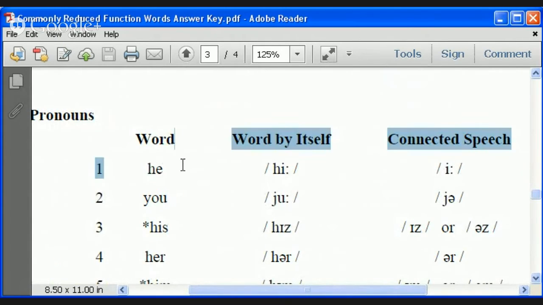Okay, lots of pronouns start with H. He, his, her, both regular pronouns and possessive pronouns. Generally, the idea in reduced speech, we just get rid of the H. We just ignore the H, basically. Okay, so he, dictionary pronunciation. What's that sound like in connected speech, Cornell? E. E. Okay, right.